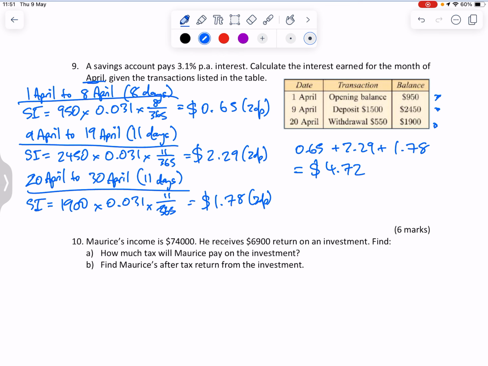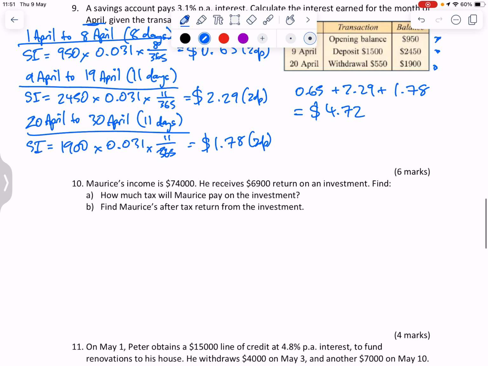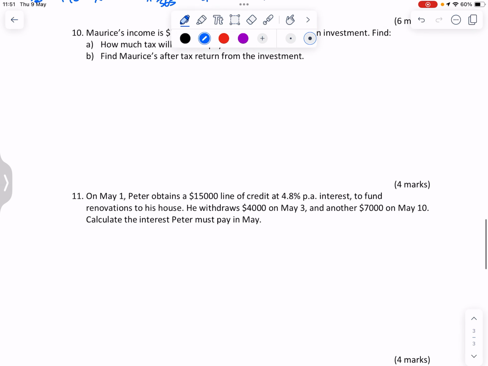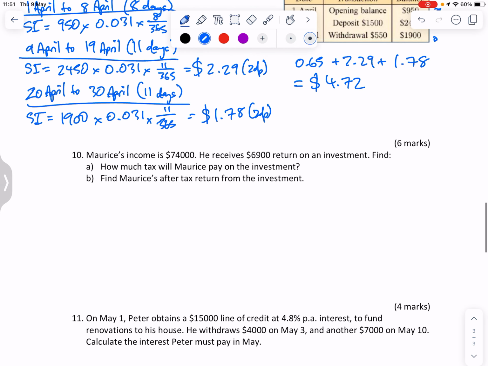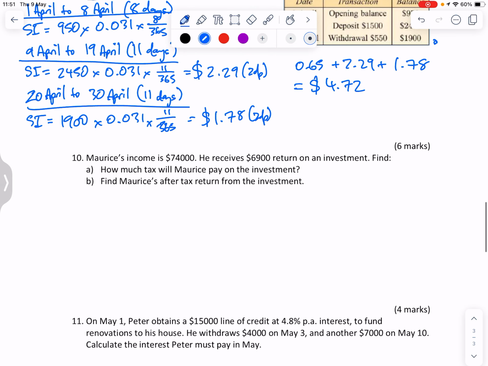Last one. Maurice's income. He was 74 grand. He receives a $6,900 return on investment. Find how much tax Maurice will pay on the investment.